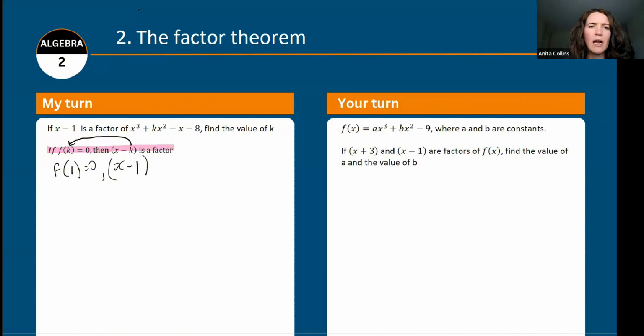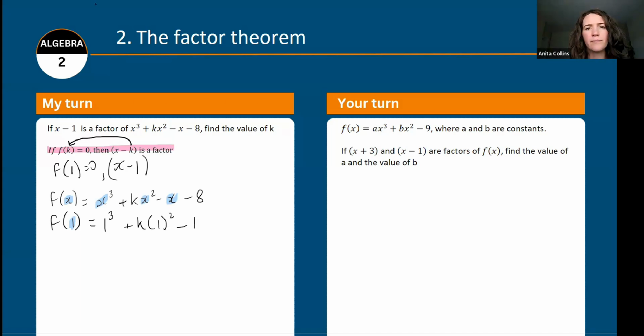So what am I going to do with this? This is our function. We're going to call this function f of x. It's a function of x. And f of x, that's just notation. Equally, we could call it y. But because we've got this f of 1 notation, this f of k notation, let's stick with f of x instead of y. X cubed plus kx squared minus x minus 8 is f of x. And the factor theorem told us that we should do f of 1. That means replace x with 1. X there becomes 1. That x, that x, that x all becomes 1. So we sub in 1 here, 1 here, and 1 here.